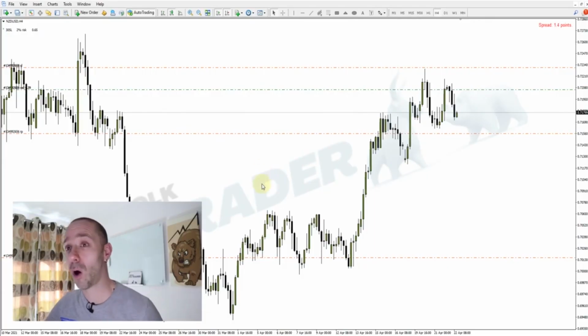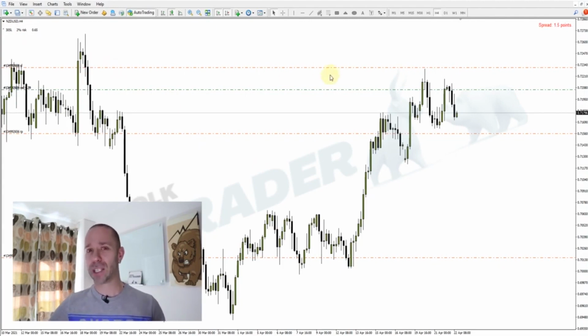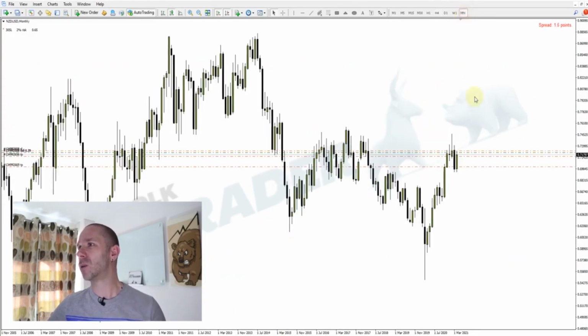So as you can see, we're on the New Zealand US dollar pair, the H4 time frame. Now this entry's actually come off an area of supply on the H4. So let's now go to a monthly first.